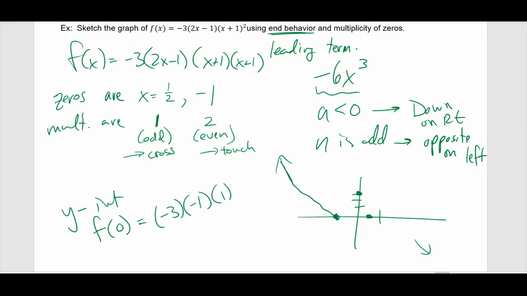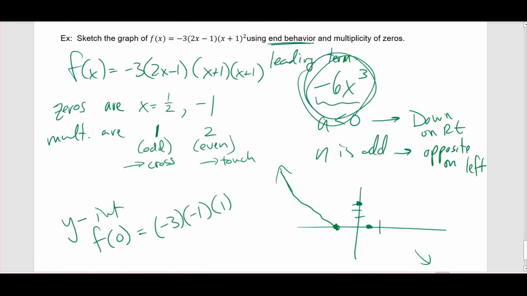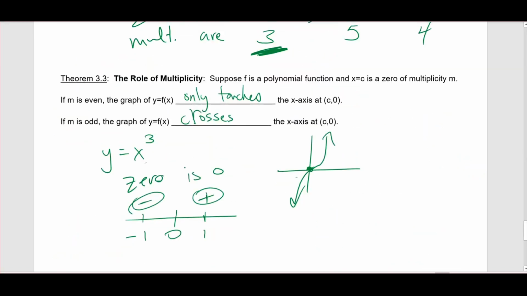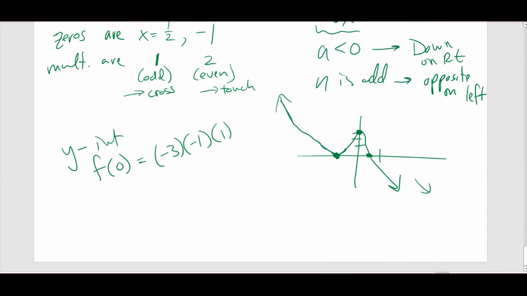We knew that it had to go up on the left. That was from our leading term. So, hey, look, it's going up on the left. And we know that we've got to come and touch this point here because it's an x-intercept. We know that it bounces right back because it's got even multiplicity. It has to go through that point right there because it's the y-intercept. Now from our y-intercept, we know it's got to come down and touch that point, and then it's got to go down on the right.